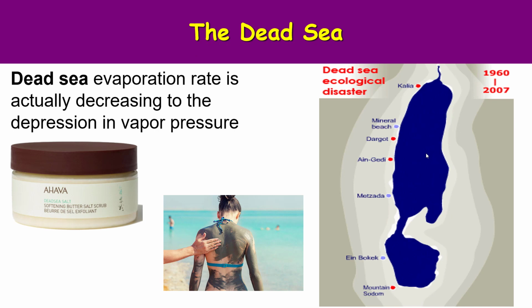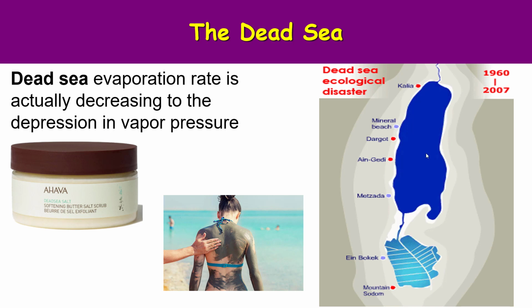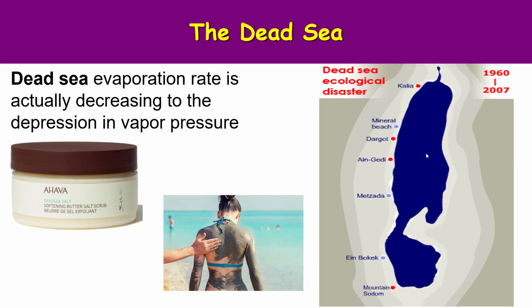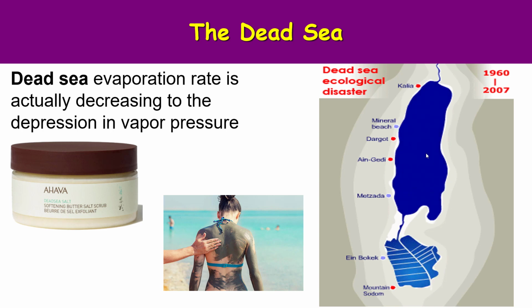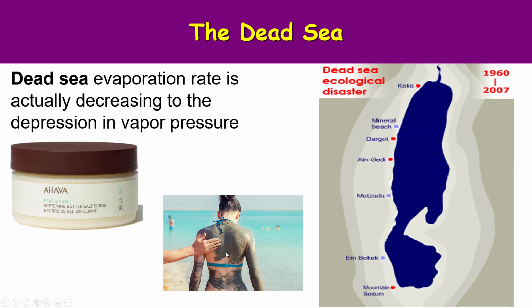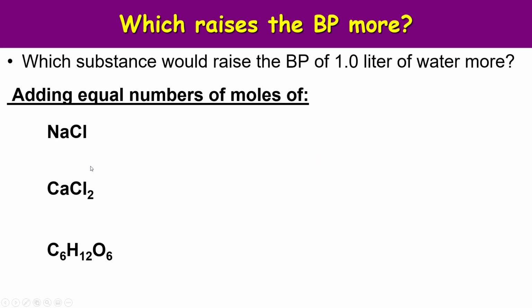Here we have the Dead Sea, and what's interesting about this is everybody's always so worried about the Dead Sea evaporating. Well, yes, it is evaporating, but because of these colligative properties, as more and more water evaporates out of the Dead Sea, the greater the concentration of dissolved salts and minerals will be, and that's going to cause the evaporation rate to slow. That's great news for everybody who wants Dead Sea salts and scrub and everything if you are looking to exfoliate with a natural method.